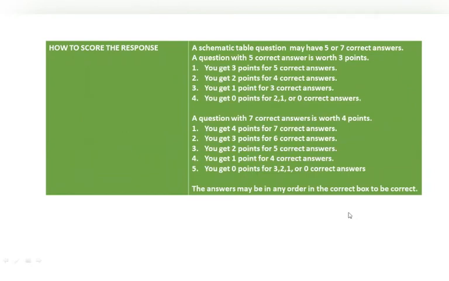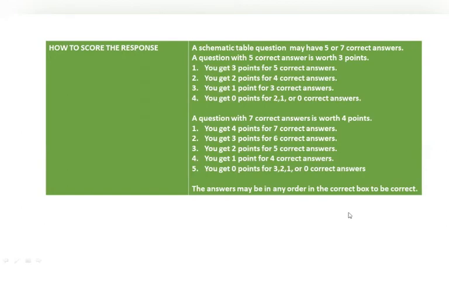Now I will explain how to score the response. A schedule table question may have 5 or 7 correct answers. A question with 5 correct answers is worth 3 points. You get 3 points for 5 correct answers, 2 points for 4 correct answers, 1 point for 3 correct answers, and 0 points for 2, 1, or 0 correct answers.